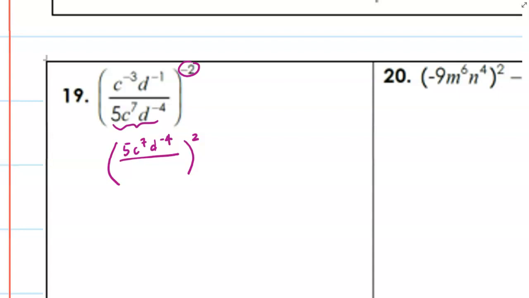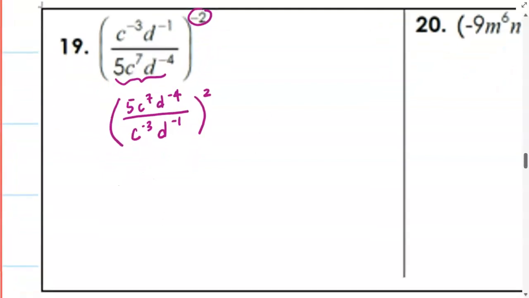Not even the negatives. Everything that was on the downstairs is going to move upstairs, and upstairs is going to move downstairs. Do not change the sign. Now, can we clean stuff up in the middle? Or we can apply the 2 to each of these units, but I'm going to clean things up. Okay, so 5 stays. There is no other number. It doesn't have an exponent.